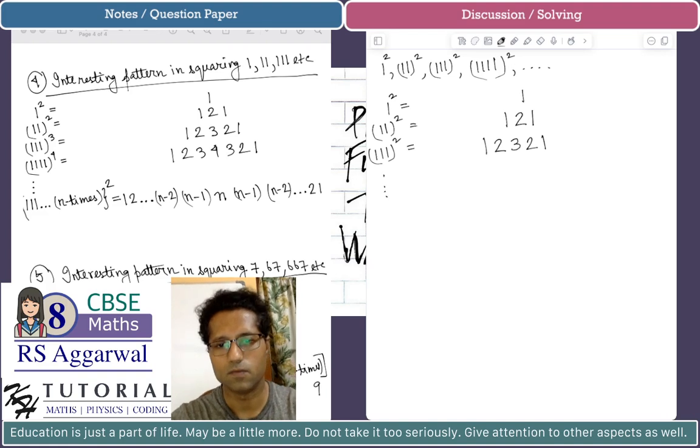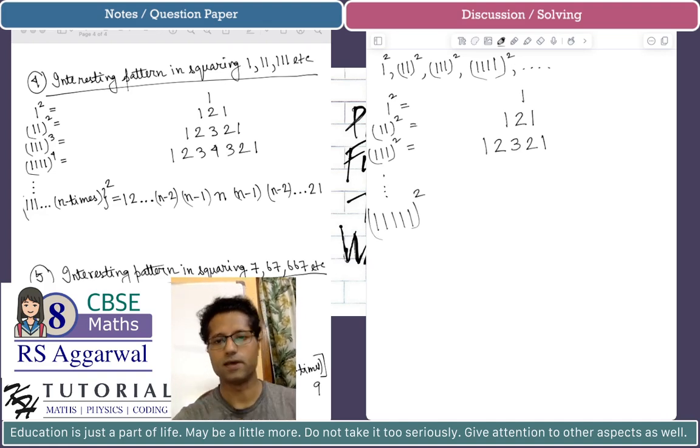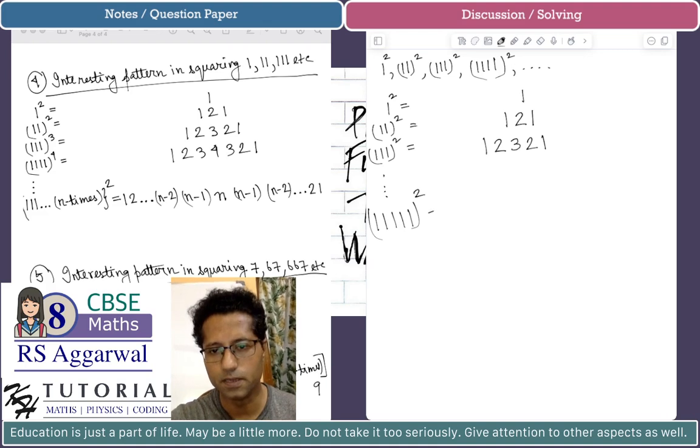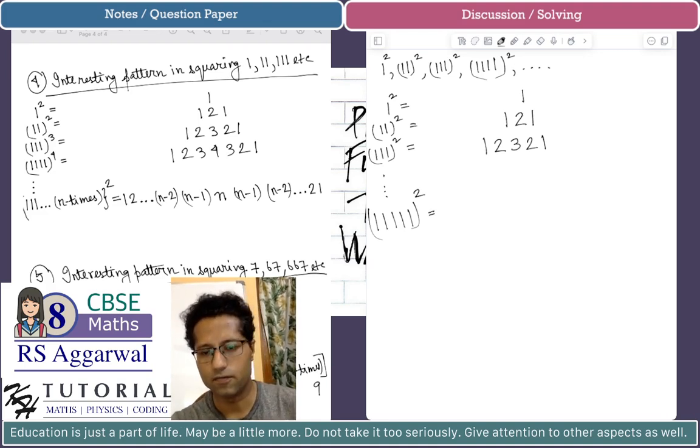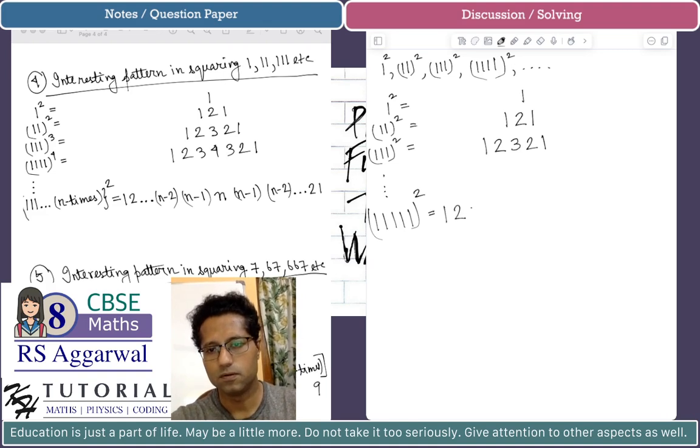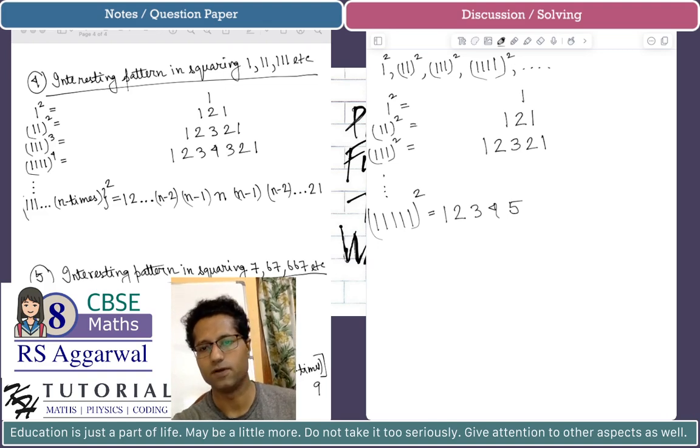Let's say I have 1, 1, 1, 1, 1. How many ones are there? 5 ones. So if I have to find the square of 11,111, what will be the result? Since there are 5 ones, I will start writing 1, 2, 3, 4, 5. I will stop at 5 since there are 5 ones, and then I will write the numbers backwards: 4, 3, 2, 1. I hope you got the idea.